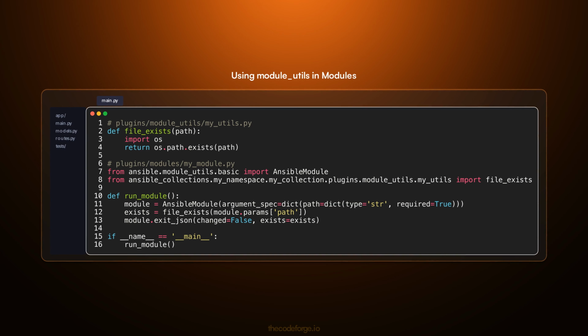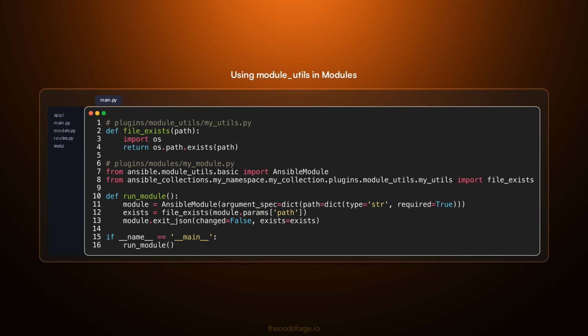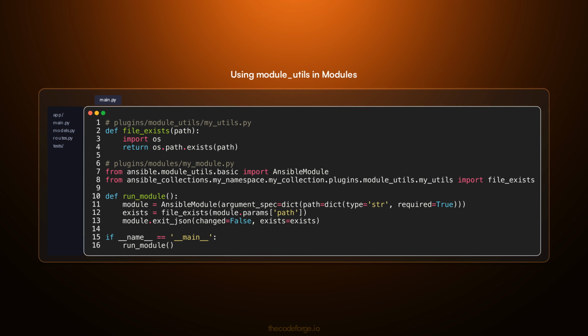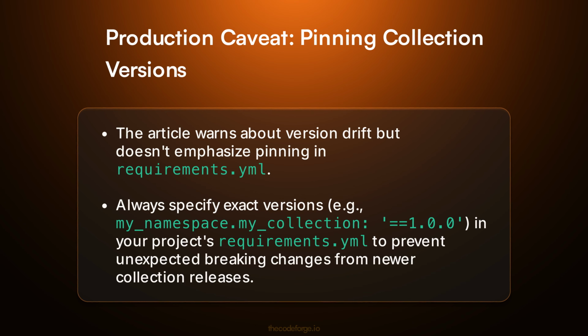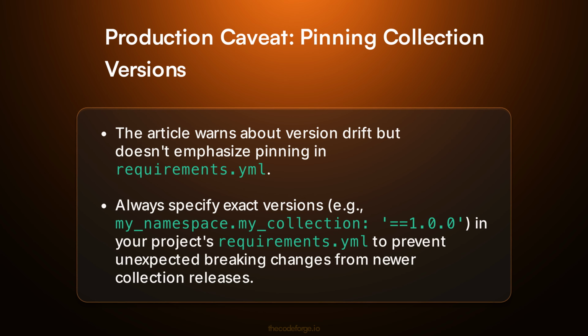The article mentions module_utils but doesn't show how to import it. Here's a concrete example. Place shared code in plugins/module_utils/myutils.py and import it in your module as shown. The article warns about version drift but doesn't emphasize pinning in requirements.yml. Always specify exact versions, for example my_namespace.my_collection == 1.0.0, in your project's requirements.yml to prevent unexpected breaking changes from newer collection releases.